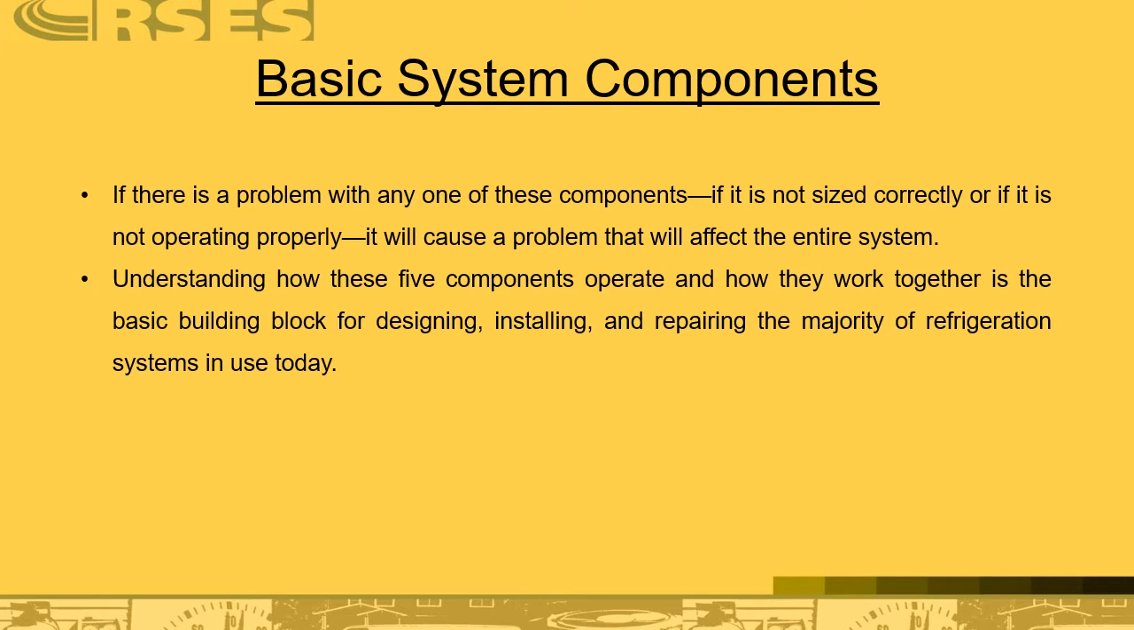Basic system components: if there's a problem with any one of those components, if it's not sized correctly or not operating correctly, it'll cause a problem that will affect the entire system. Understanding how these 5 components operate and how they work together is a basic building block for designing, installing, and repairing the majority of refrigeration systems in use today.